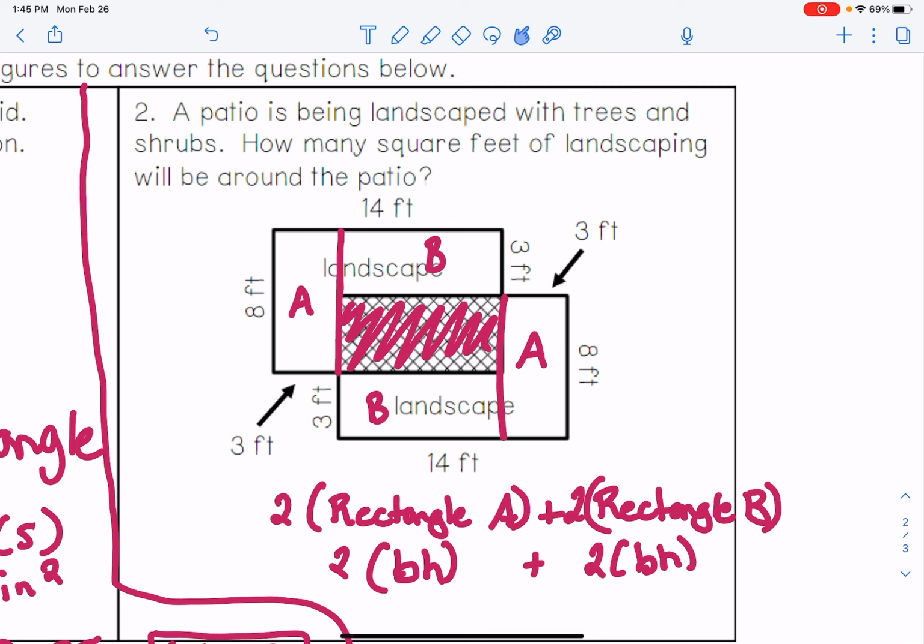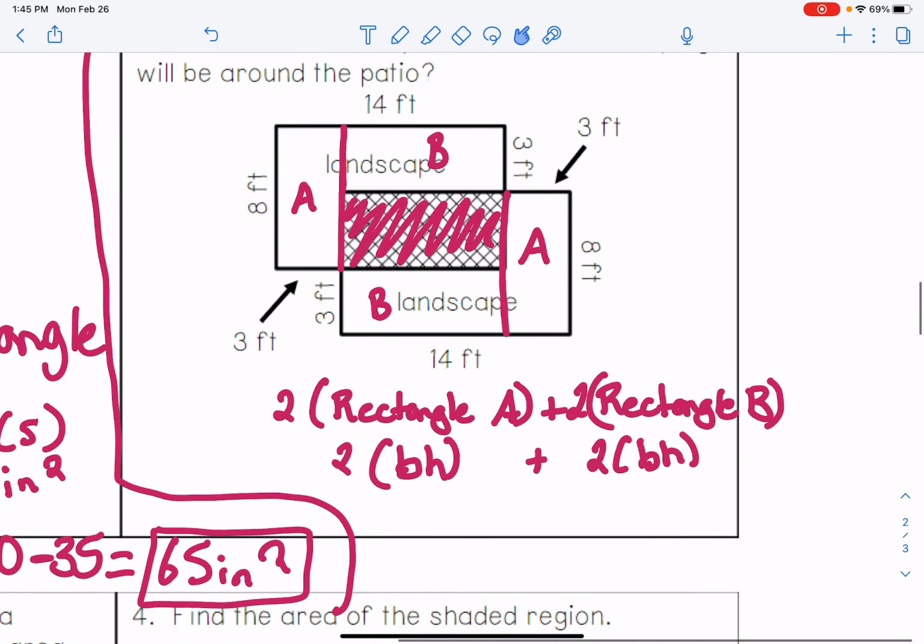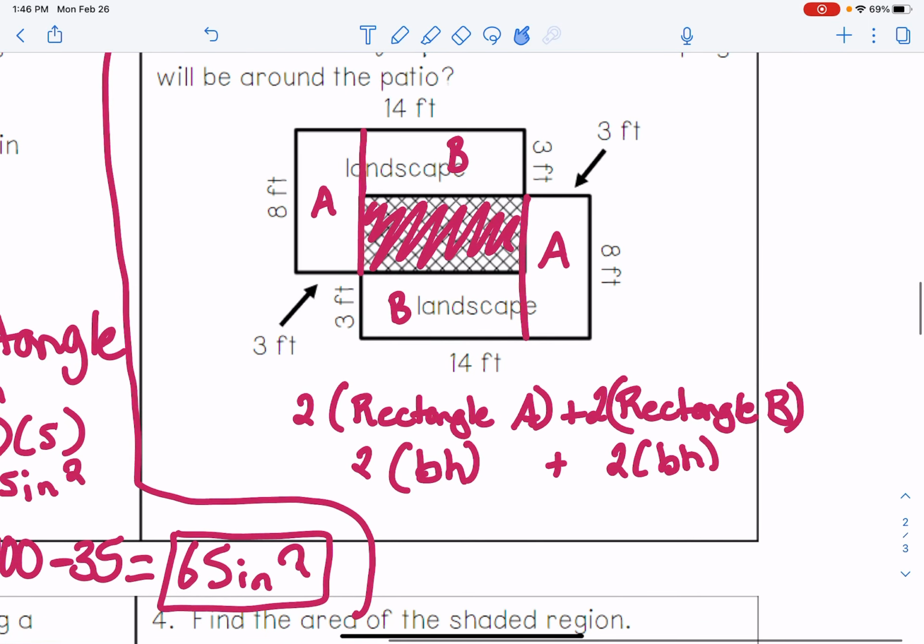Next step is to replace our variables with the numbers they represent. In rectangle A, we need a length and a width. It looks to me like our base and our height are 3 and 8. So let's write that in: 3 times 8, and then we'll still do that times 2.